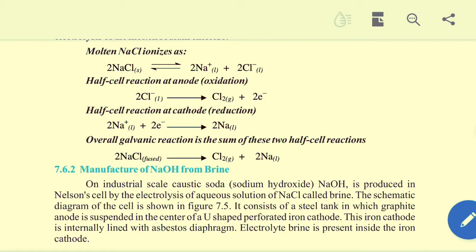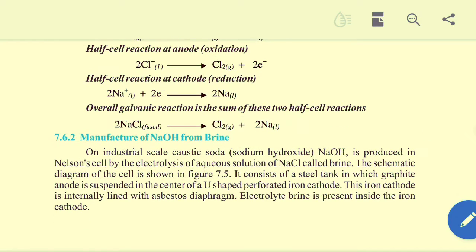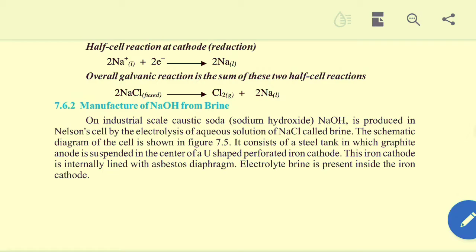What is brine? On a large scale, caustic soda, sodium hydroxide, is produced in Nelson cells by electrolysis of an aqueous solution of sodium chloride called brine. What is brine? An aqueous solution of sodium chloride. The schematic diagram of the cell is shown in the figure.